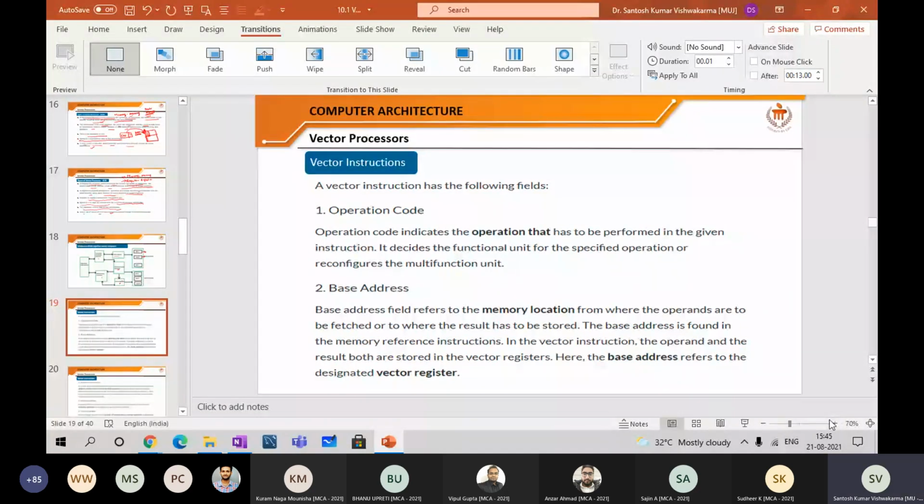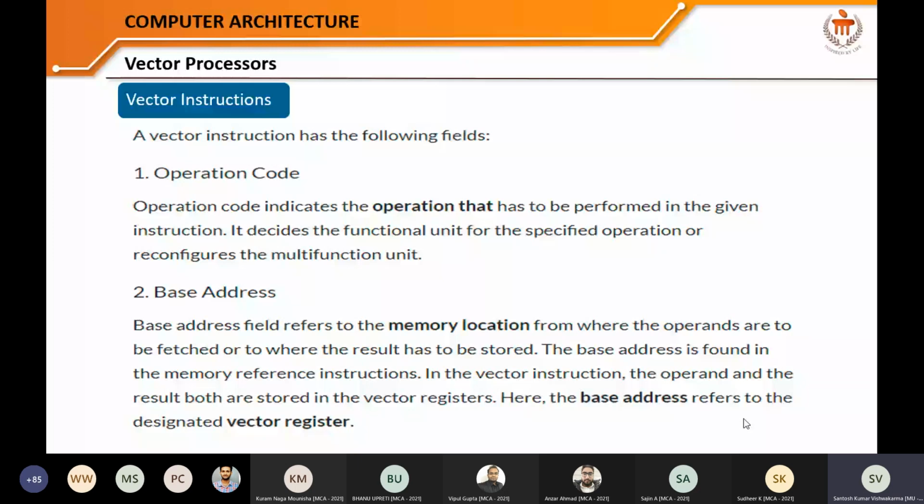Fine. Now in this part, let us talk about the vector instructions. What are the components? What is the format of vector instructions? The first one is Opcode. It stands for operation code, as you can see over here. It indicates the operation that has to be performed in the given instruction. It decides the functional unit for the specified operation, or reconfigures the multifunction unit. So that is the operation code.